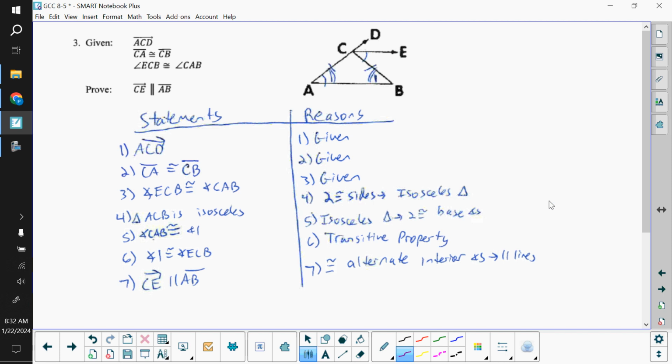Well, after we get our congruent base angles, notice angle CAB got marked up in two different ways. That allows us to do our transitive property. So now angle 1 is congruent to angle ECB. And then we get congruent alternate interior angles implies parallel lines, which gives us what we wanted to prove.